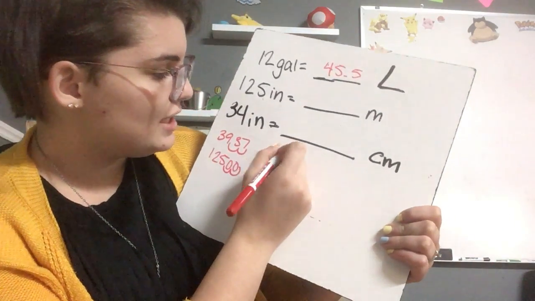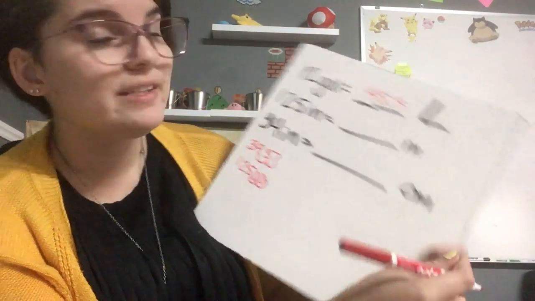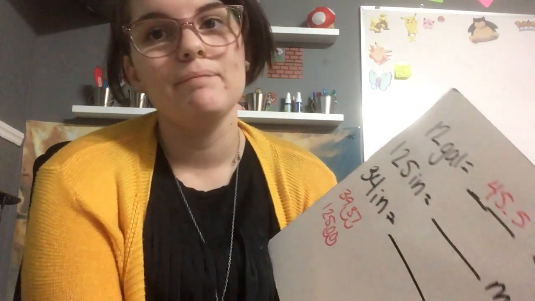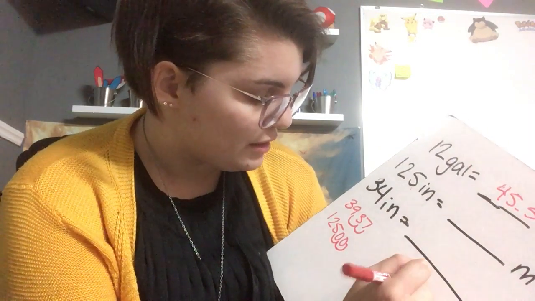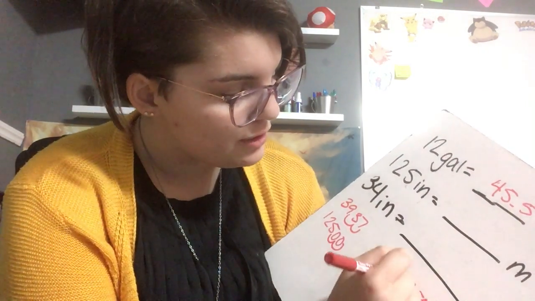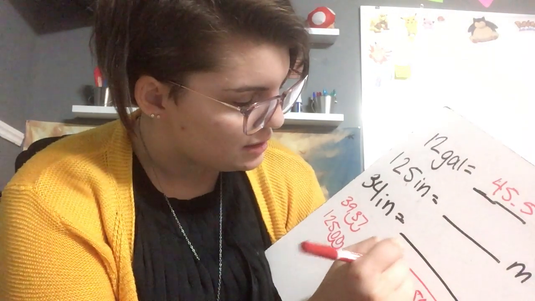All right, so then I set up my division. I'm just going to tell you right now, it doesn't look very simple. In fact, it's a little overwhelming. So I'm still going to write it out. I'm going to write 12,500 and 3,937.